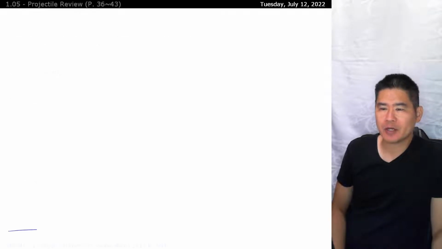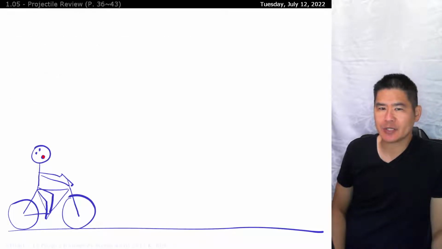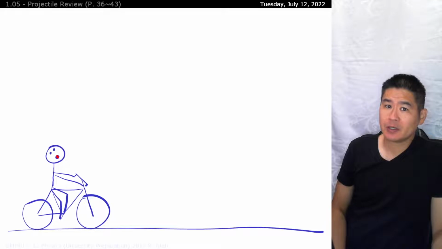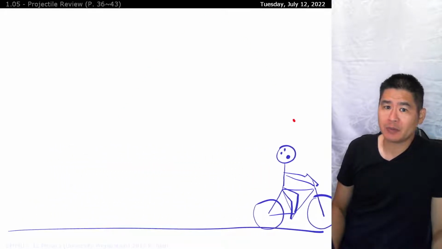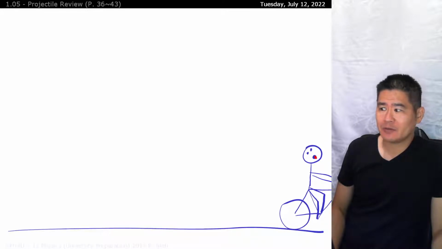Imagine yourself riding on a bicycle at a constant velocity, and you're chewing a piece of gum. Sometime along the ride, you spit the gum vertically straight up, and no matter how fast you're riding your bike or how slow you're riding your bike, the bubble gum will fall into your mouth again. And the reason why this works is due to gravity and inertia.